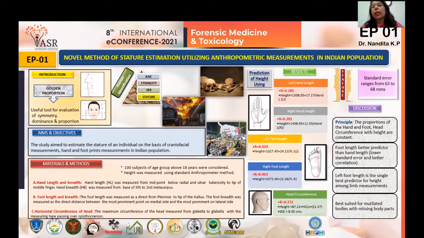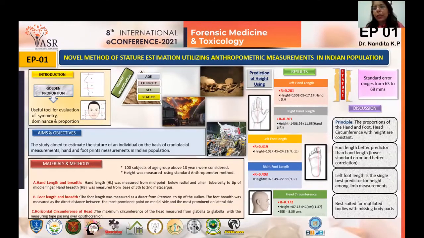I did the statistical analysis using forward linear regression, where I got this data: for the hand length, the height was equal to 1308.05 plus 17.17 times the value observed for the hand length from the left side. Similarly, I got the equations for the right hand length, the left foot length, the right foot length and head circumference.